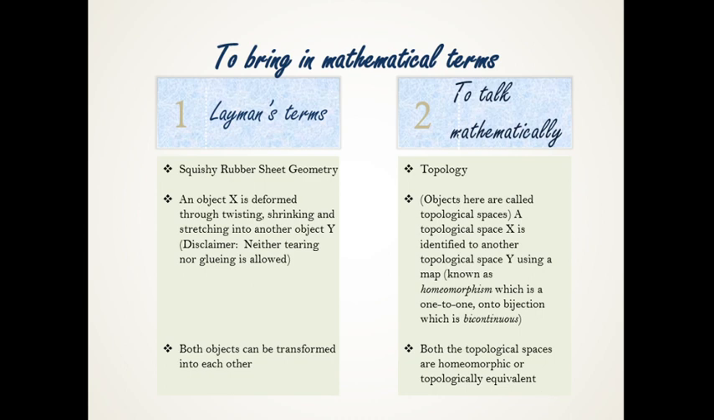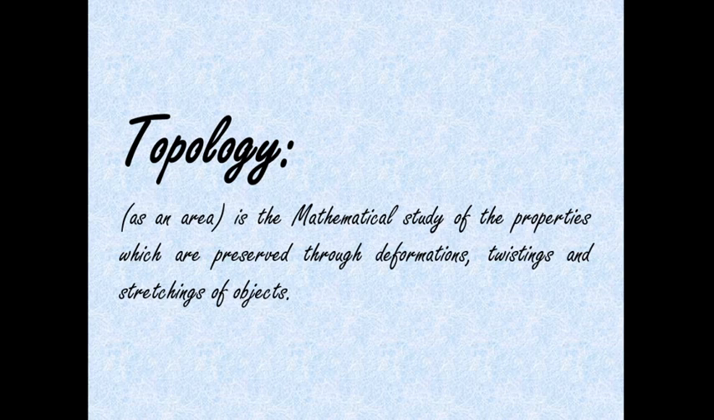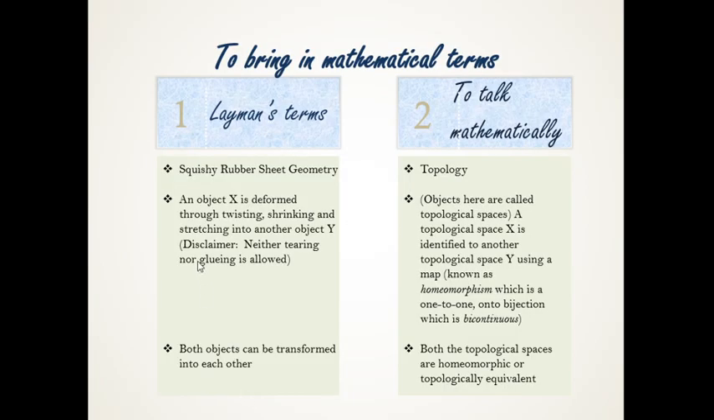To conclude, we can say this area in mathematics is the mathematical study of the properties which are preserved through deformations, twistings and stretchings of objects. As we were comparing in the table before, you had a disclaimer sitting here. This disclaimer says that neither tearing nor gluing is allowed. So we can neither tear nor glue something together when we are trying to deform the object. To make it easier, you can think of the material as the clay we played with when we were children. This clay can be deformed from one object to another, and always remember the disclaimer in topology: neither tearing nor gluing is allowed.